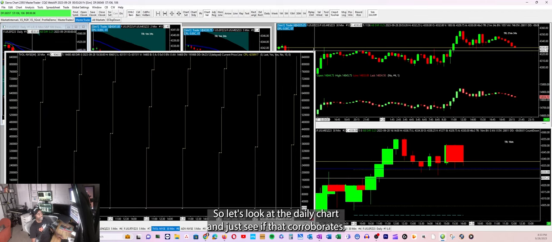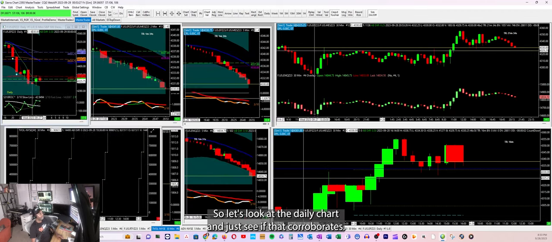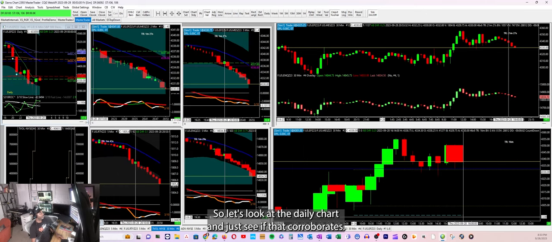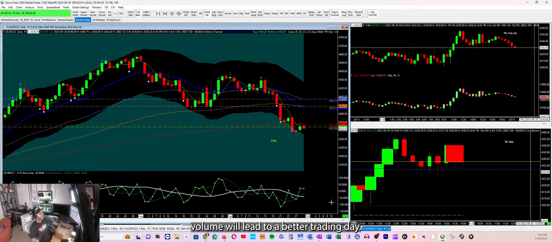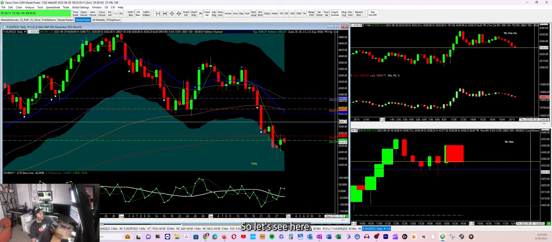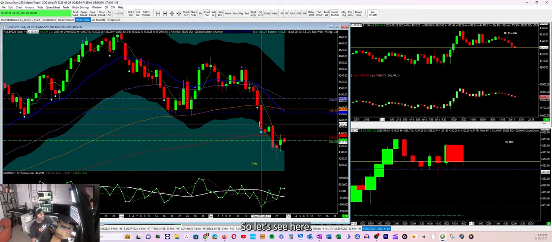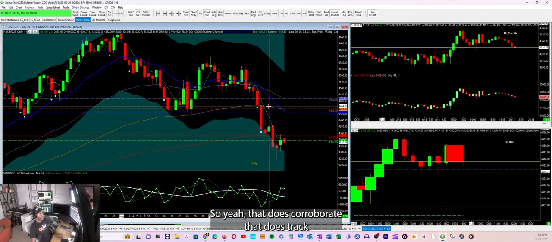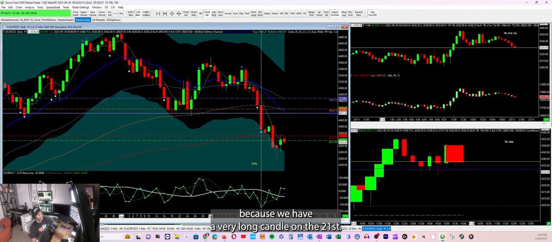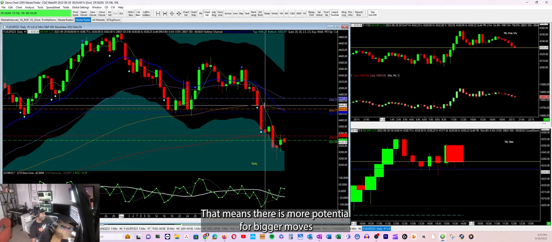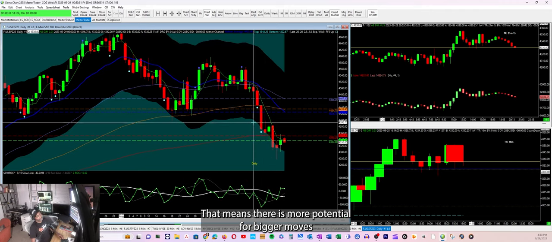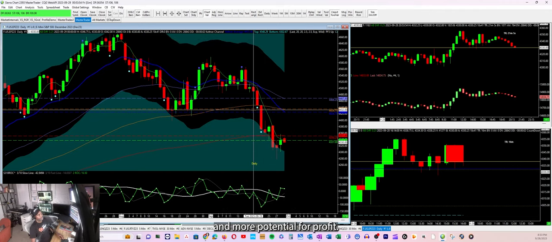So let's look at the daily chart and just see if that corroborates that more volume will lead to a better trading day. Okay, so yeah, that does track, because we have a very long candle on the 21st. So we know we had more volume that day. That means there's more potential for bigger moves and more potential for profit.